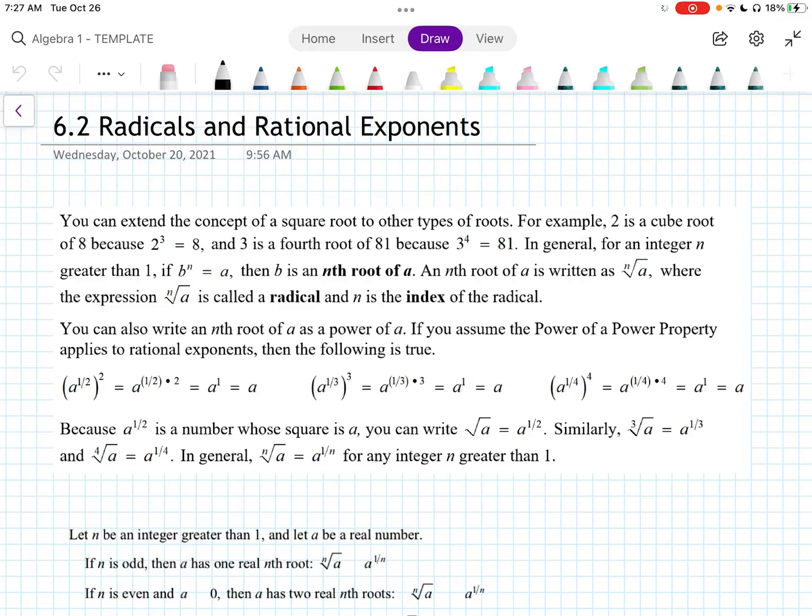All right, 6.2, radicals and rational exponents. So starting off, you can read this on your own. I'm going to kind of summarize it. We can generalize, or we can extend the square root, right? We know that the square root of 4 is 2, right?